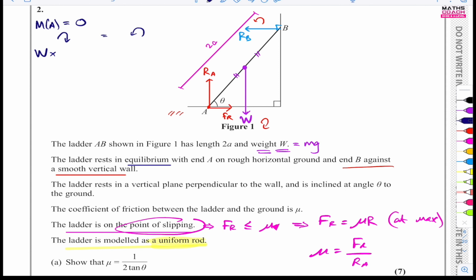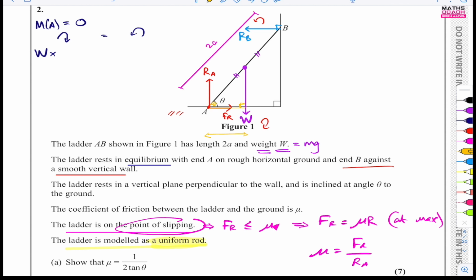Now the distance we want from point A has to be at right angles to the line of action of the force. So is this the distance? No, because it doesn't make a right angle. This angle here is not a right angle. So if we go down, right, is this a right angle? Yeah, good. So this is the distance we want, which is perpendicular to the line of action of the force. That's the distance we want to work out.